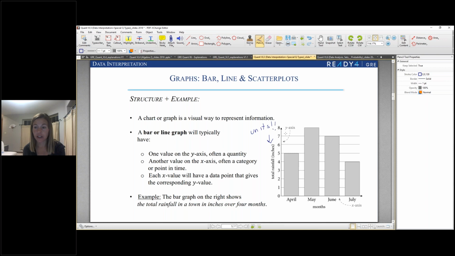Okay, are we in inches? Are we in percent? What are we in? Okay, so that's the title and then your axes. Be very, very clear on those, okay?